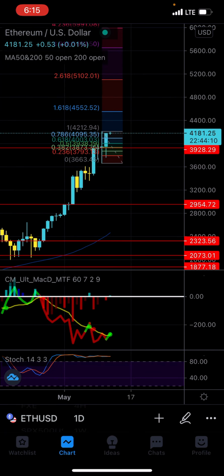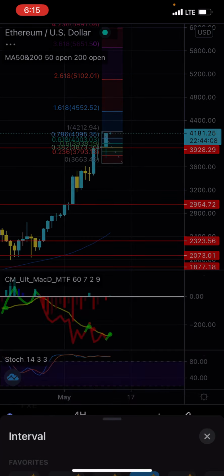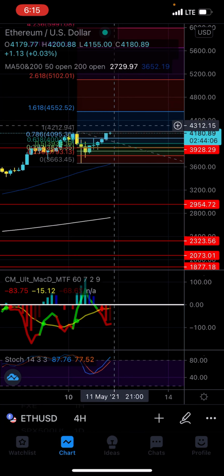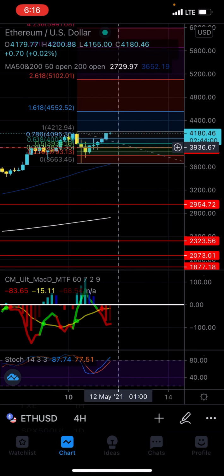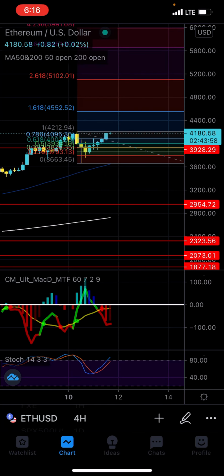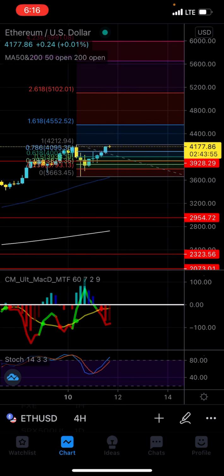I don't think there's going to be any retracement. I don't think Ethereum is going to come back down and retest this 3,927 level. And if it does, I'll probably just add more to my buys, because I think Ethereum is going to shoot up to around 4,400, 4,500 by the end of the week. So we'll go from there.